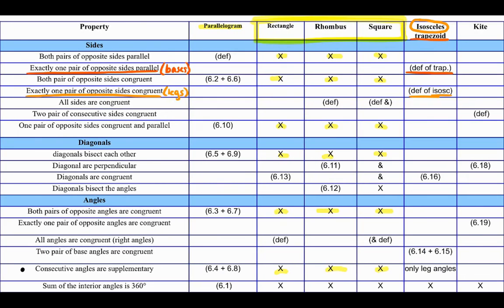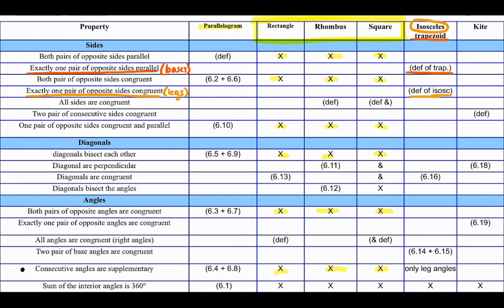So when you fill in your chart, remember that the parallelogram had the three special parallelograms, and we filled all of that information in. When you look at the chart, you will notice that trapezoid does not get its own column. The trapezoid, we just have the definition. The rest of our information went with isosceles. So a trapezoid has exactly one pair of opposite sides parallel, and the isosceles trapezoid has exactly one pair of opposite sides congruent.